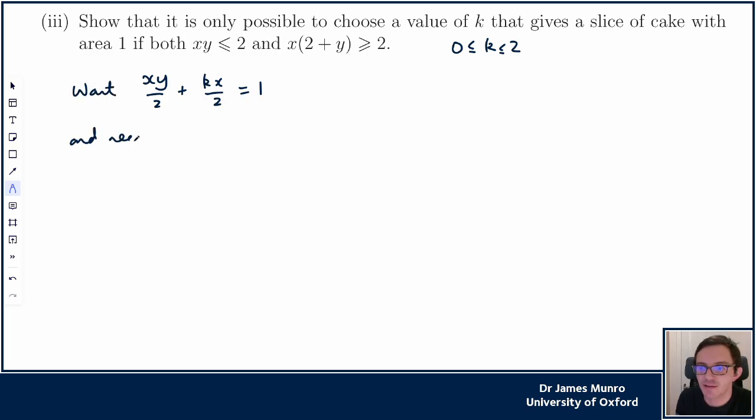Okay, so we want the area to be 1, and we need k to be between 0 and 2. This makes me think that I could rearrange this expression with k, and then try and look at the inequalities. If I do that, what would I do? I'd multiply by 2 over x. That's quite nice for both terms. And then subtract y. So k is equal to 2 over x minus y. And I need that to be between 0 and 2.